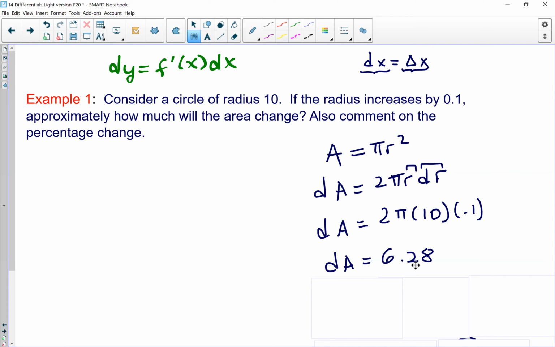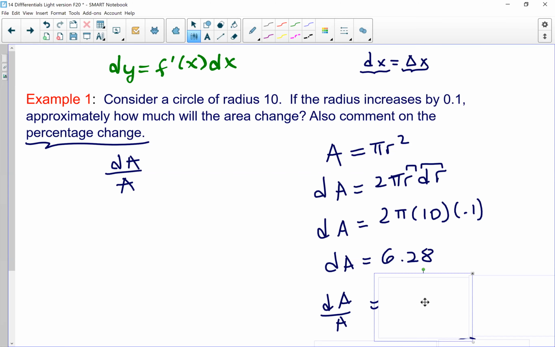And finally, they also want you to do percentage change. To get percentage change, which is also known as relative change, you compare the change in area to the total area, and then you multiply it by 100 to convert the decimal into a percent. So we want to find percentage change, which will be dA over A. And so take 6.28 and divide it by the area, which is pi r squared, where r equals 10.